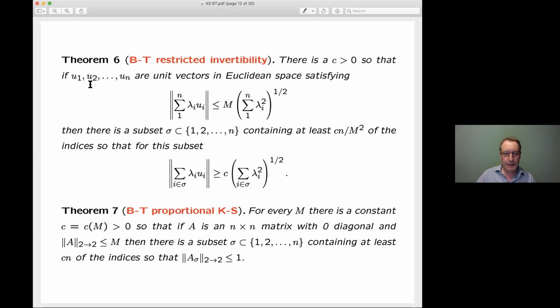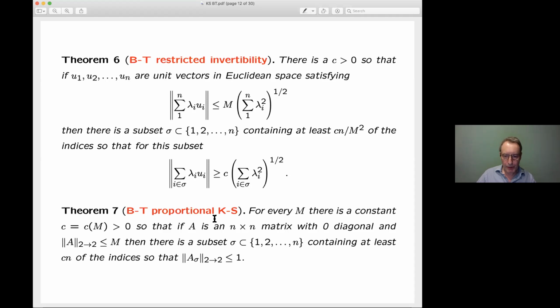There's a constant so that if you pick unit vectors in Hilbert space, which satisfy this upper estimate, you can find a subset of at least this proportion of n. So m is a constant given by the vectors, and c is this absolute constant, which is in the statement of the theorem. So you've got a proportion of the vectors for which you get indeed this lower bound of c times the thing it's supposed to be. So that was one of the things they proved. So it's a proportional version of Tzafriri's question.